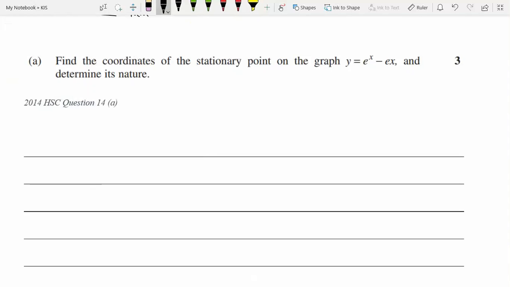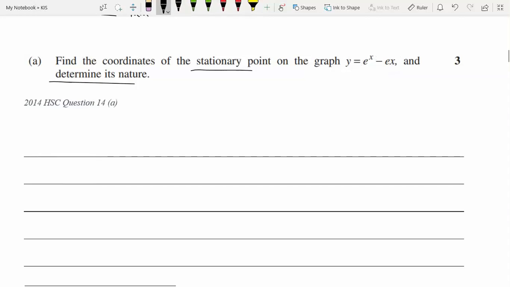So find the coordinates of the stationary points on the graph y equals e to the x minus ex, and determine its nature. Note there is a difference between e to the x and ex. One is to the exponent and one is a product, multiplied by each other. We are deriving, and note that these are both individual terms, so we won't need to use a product rule for them. And e is a constant in this situation, so we do not need to worry about using the product rule on that component there.